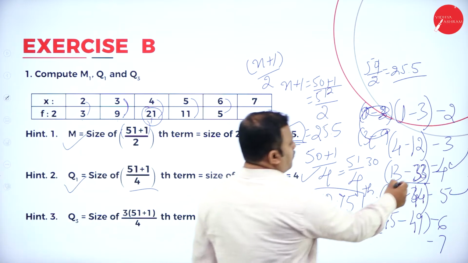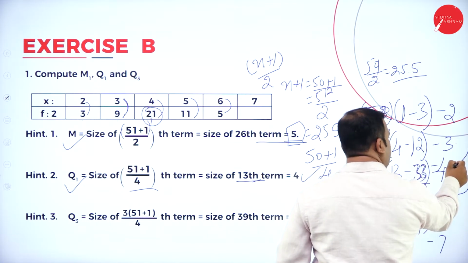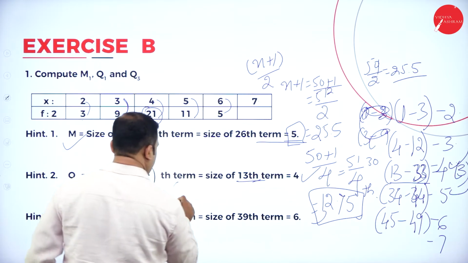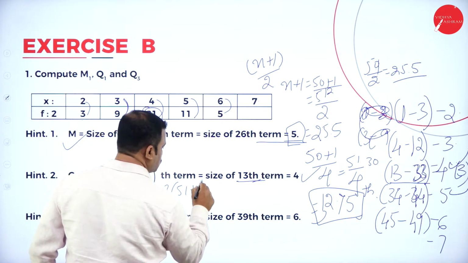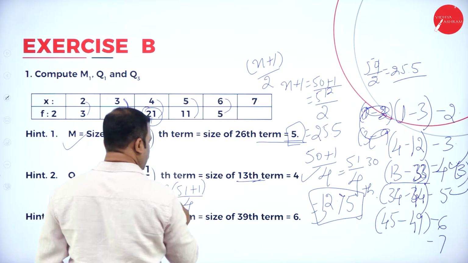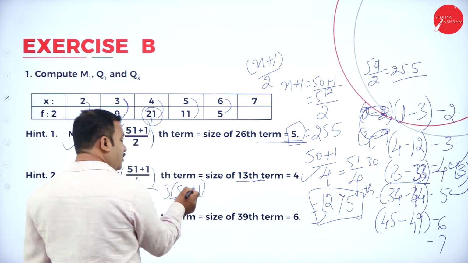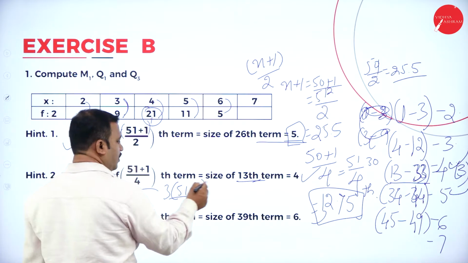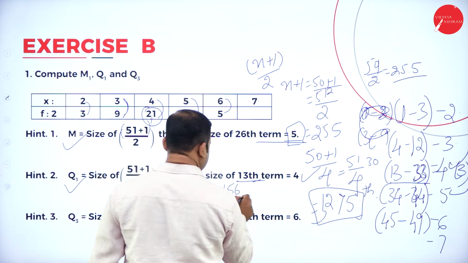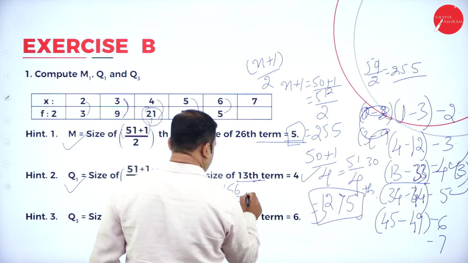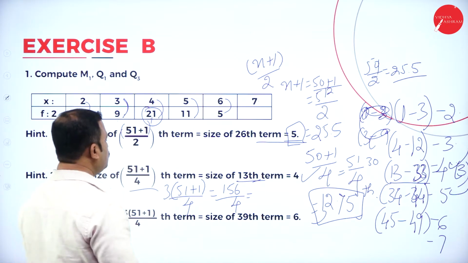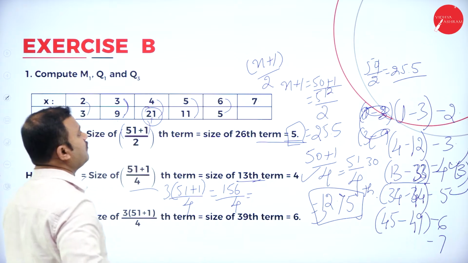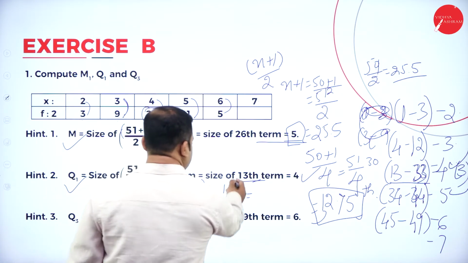Then Q3. We have 1, 2, 3. Now I will use this term. That is third term. So 3 into 51 plus 1 by 4. That is equal to 51 plus 1 is what? 52. 52 into 3. That is equal to 156. Yes, 156 by 4. That is equal to 52 times 3.